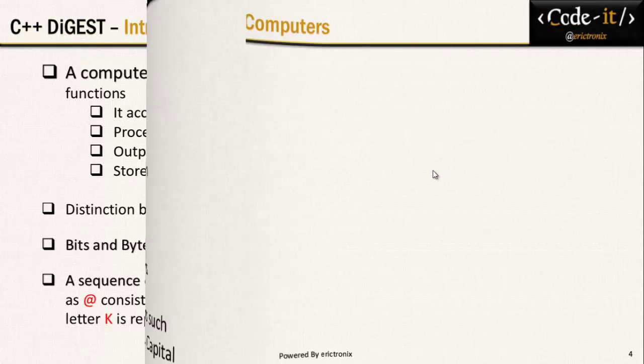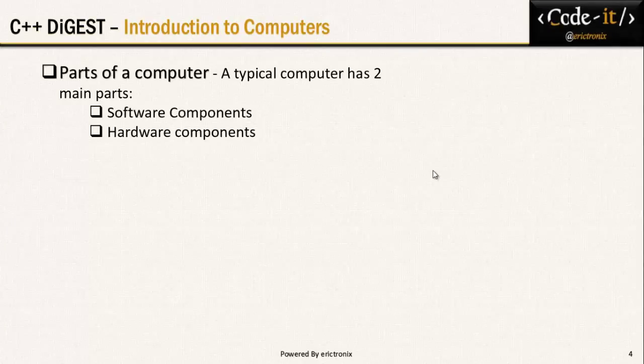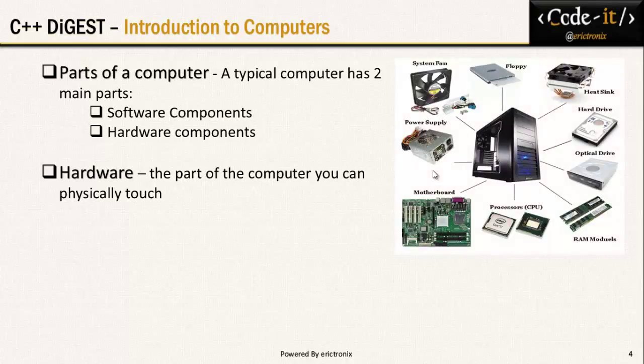The parts of every computer can be broadly classified under the software and the hardware. A computer hardware is any part of the computer that you can physically touch. Because the computer primarily performs 4 main functions, all its hardware components can be grouped under one of these categories. Input devices for input operations, and examples include a keyboard and a mouse. We have output devices for output operations, and the examples include the monitor and a printer.